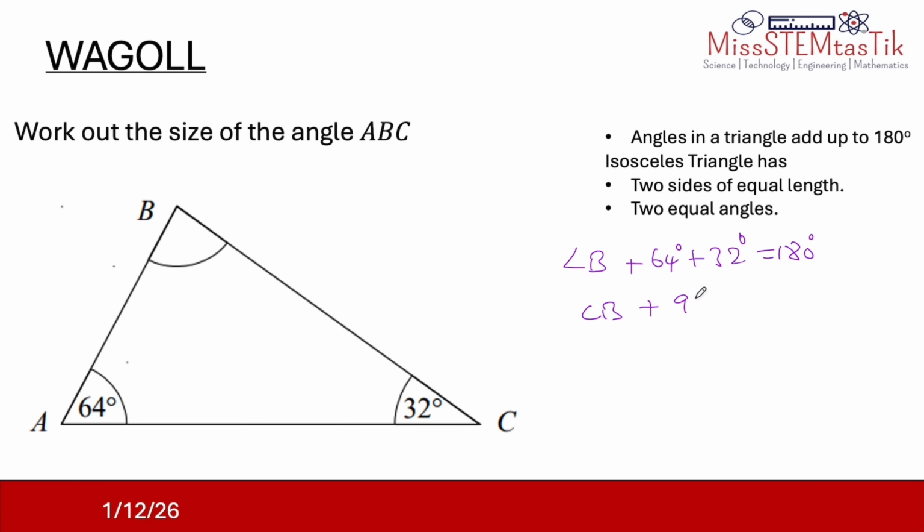64 and 32 gives us 96 degrees. So if we take 96 away from 180, we will find the missing angle. So the missing angle B is 180 take away 96, and that gives us 84 degrees.